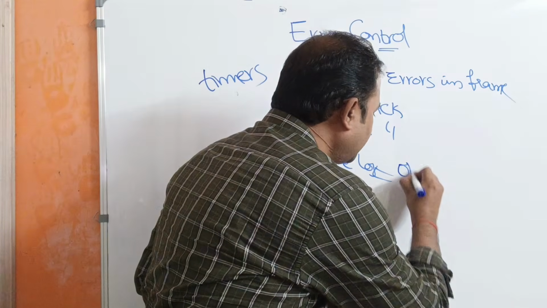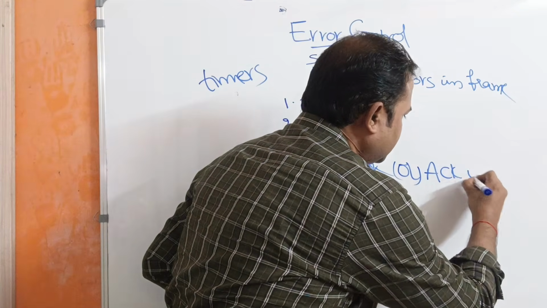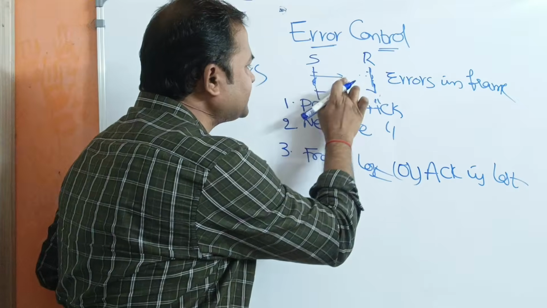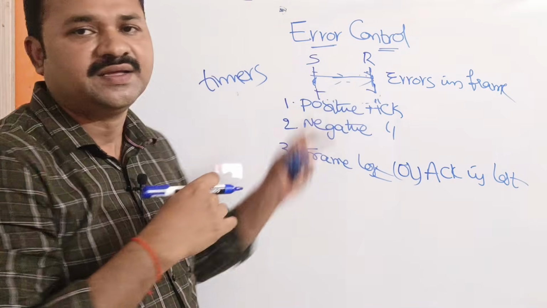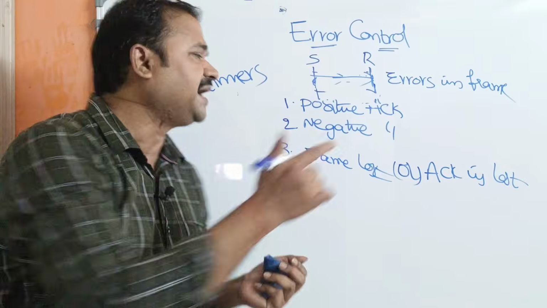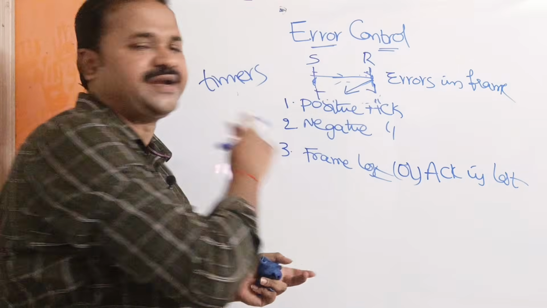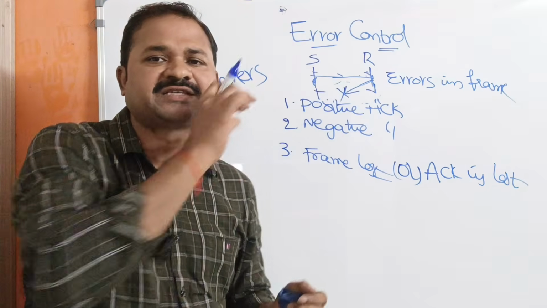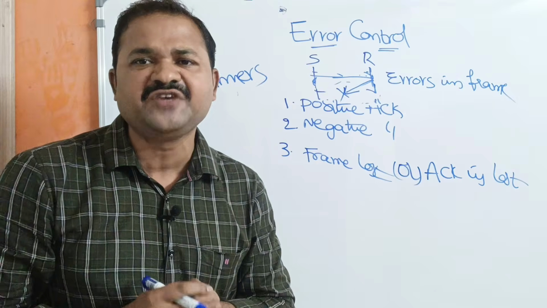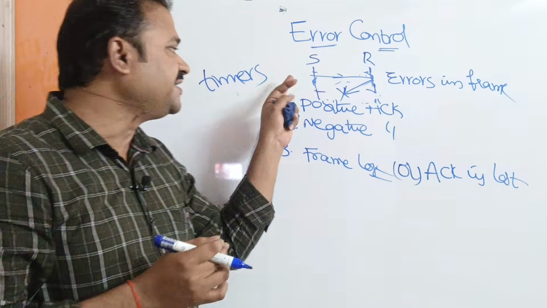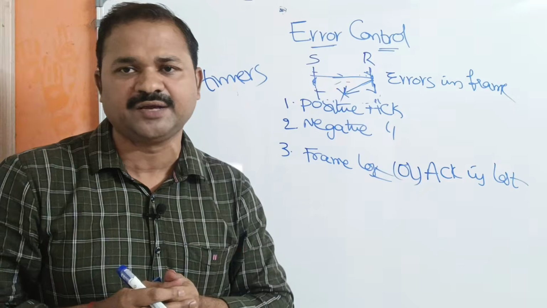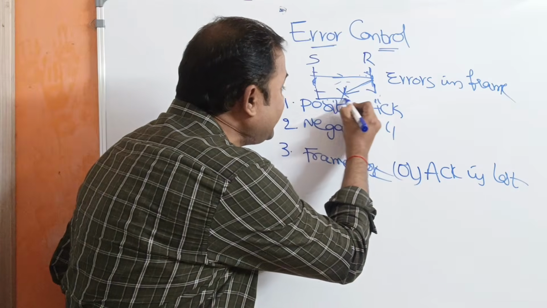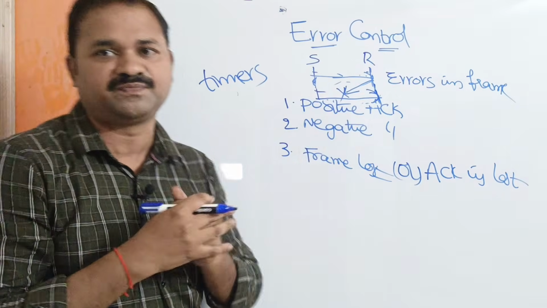Or let the acknowledgement be lost. That means the sender sends the frame to the receiver. The receiver receives that frame and provides an acknowledgement to the sender. But unfortunately, that acknowledgement is lost. We know that every frame will have a timer, so the sender will wait for that particular time period only. After the time period expires, the sender will retransmit the same frame once again.